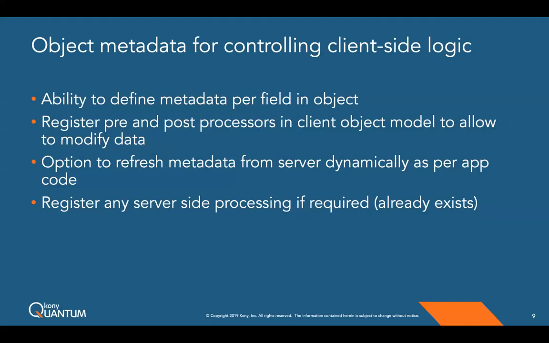So what we have done new now is you can define metadata for each and every field, and you can register pre and post processors in the client object model. We have always had the pre and post processor concept for the Kony fabric service on the back end, but now we have brought it to the object model on the client side so that you can decide if you want to do some data massaging or conversion before you show that data to the user. For example, changing something from Celsius to Fahrenheit, or adding a currency symbol before it, or encrypting the data, or converting it to a base 64 string before you send it to the backend. So all these kinds of processing at a field level can now be done.